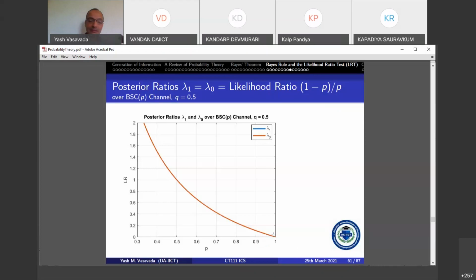What does that mean? Remember, we said that when lambda values are either very small, very close to 0, or they are very large, close to infinity, then we have very strong beliefs. So at least we can say that in this case, when P is very close to 1, at the receiver, whenever we get a particular bit, either y is equal to 0 or y equal to 1, first of all, we make a very strong belief.